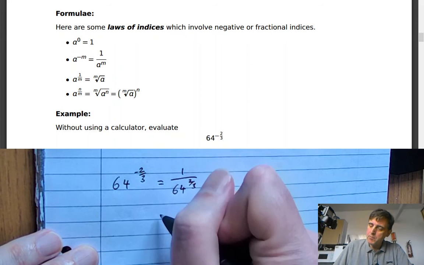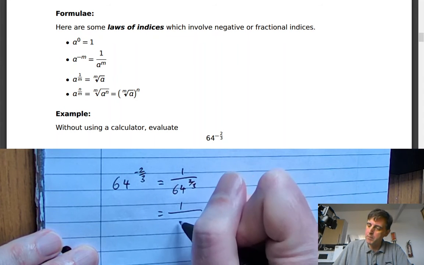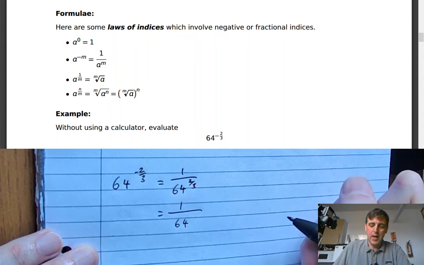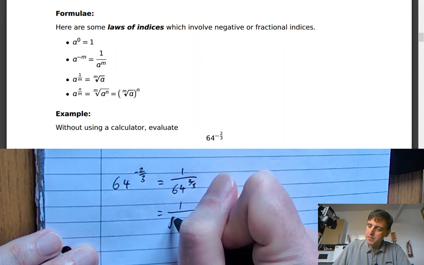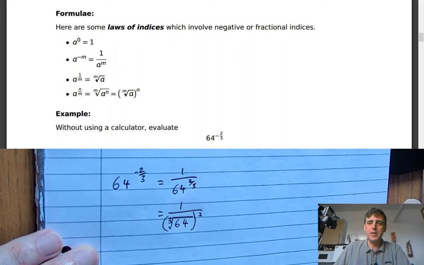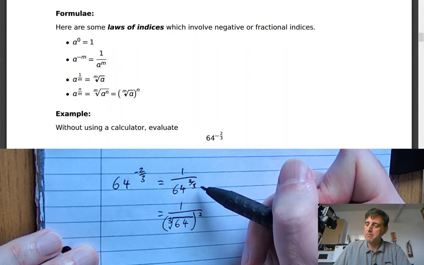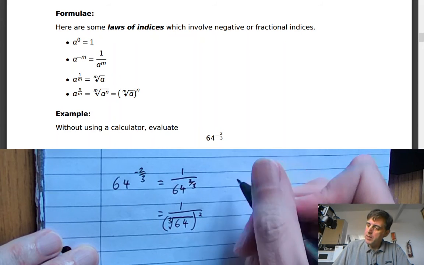Well, looking at the fourth rule there on the screen, I can see that what I've got underneath this fraction is I'm going to have 64, which is the base, of course, and then we're going to take the cube root of that, and then I'm going to square the answer. So that's how I deal with the 2 and the 3 in this fraction here, the 2 and the 3 in the power. Okay, so let's work out what that is.